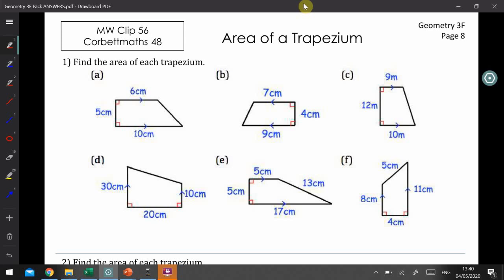Back, guys, we move on to area of a trapezium. First off, what is a trapezium? A trapezium is a quadrilateral, so a four-sided shape, with only one pair of parallel sides. So if it had two pairs of parallel sides, it would either be a rectangle or a parallelogram. But if it only has one pair of parallel sides, then it is a trapezium.